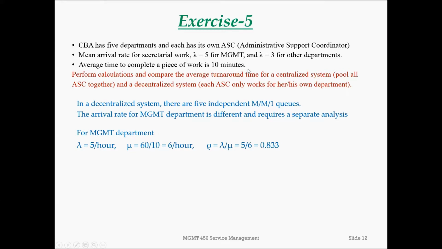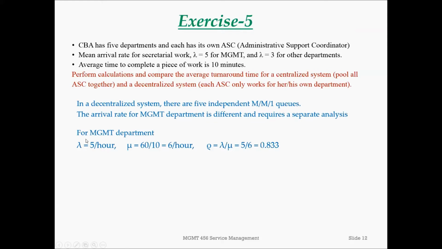So 10 minutes per work order. This is a service time. So given 10 minutes service time, we can convert to service rate. So 60 divided by 10, which is 6 per hour. So arrival rate is 5 per hour, service rate is 6 per hour. We can calculate rho, which is lambda divided by mu, 5 divided by 6, 0.833.